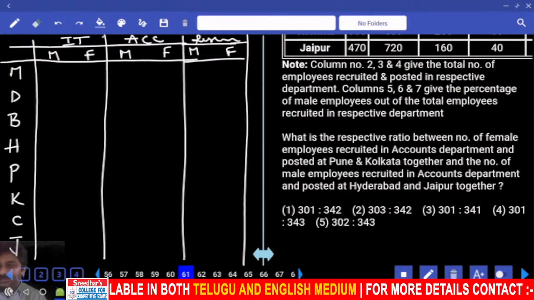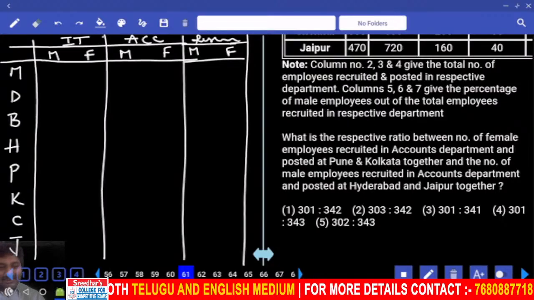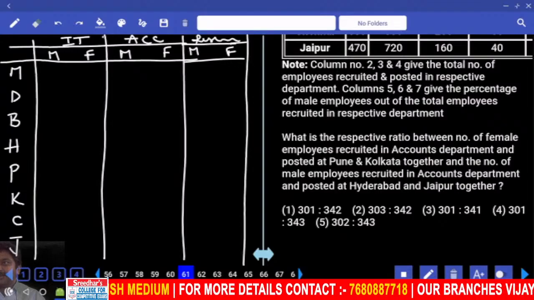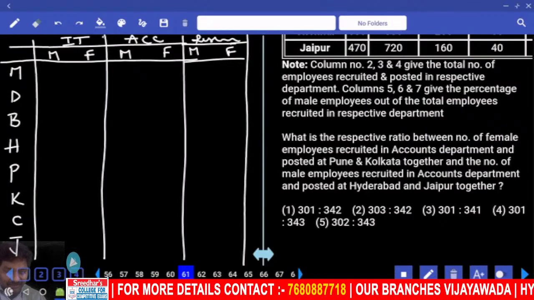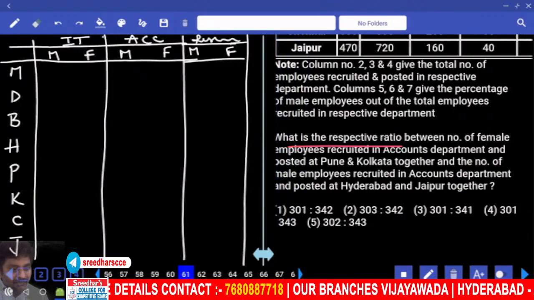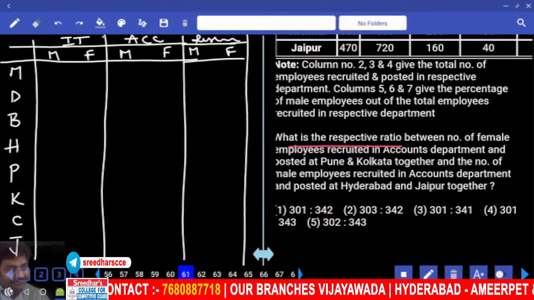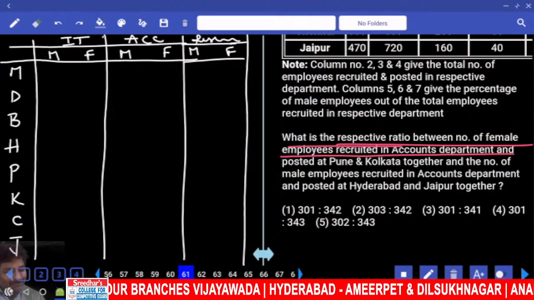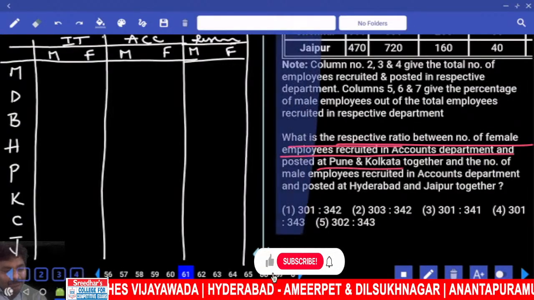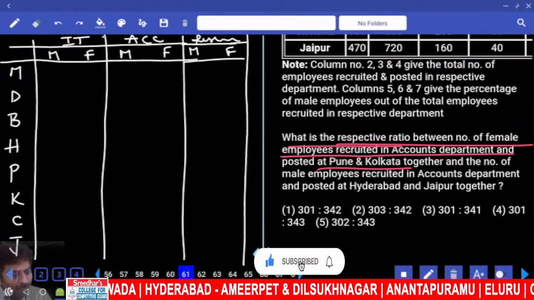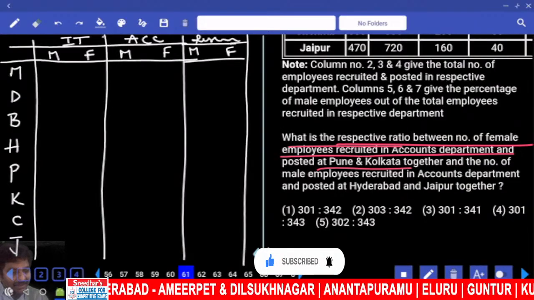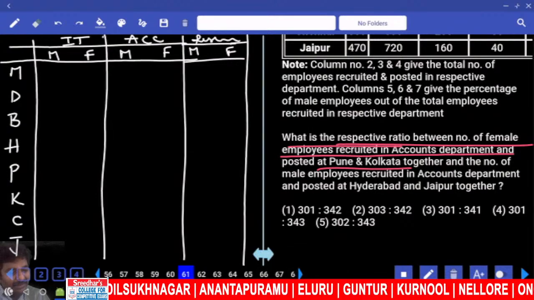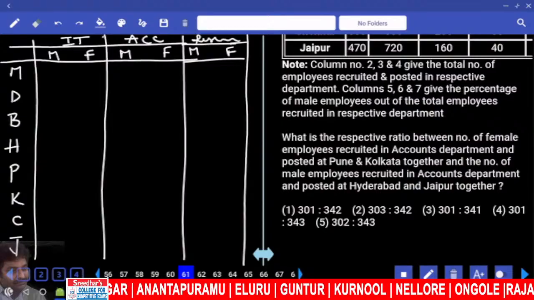Right. So let us not prepare the table, let us try to solve the questions if we can. That too, this particular set should be given the least priority for sure. What is the respective ratio between the number of female employees recruited in accounts department and posted at Pune and Kolkata together, and the number of male employees recruited in accounts department and posted in Hyderabad and Jaipur?